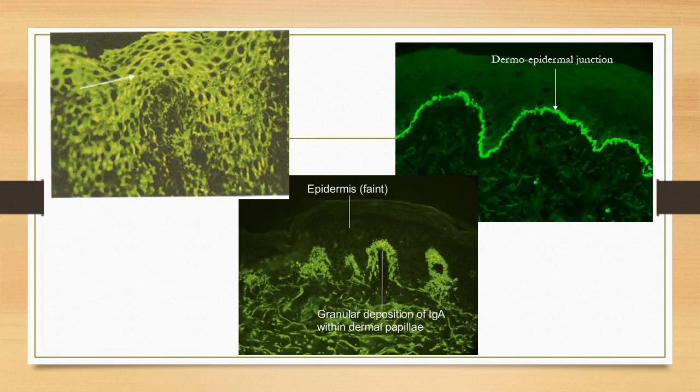Also important in these questions, the vesicobullous disorders, they can often ask you how the appearance of immunofluorescence for antibodies would be. This is the typical fishnet appearance of pemphigus vulgaris. This is the linear appearance along the dermoepidermal junction of bullous pemphigoid, and this is the papillary deposition of IgA in dermatitis herpetiformis.